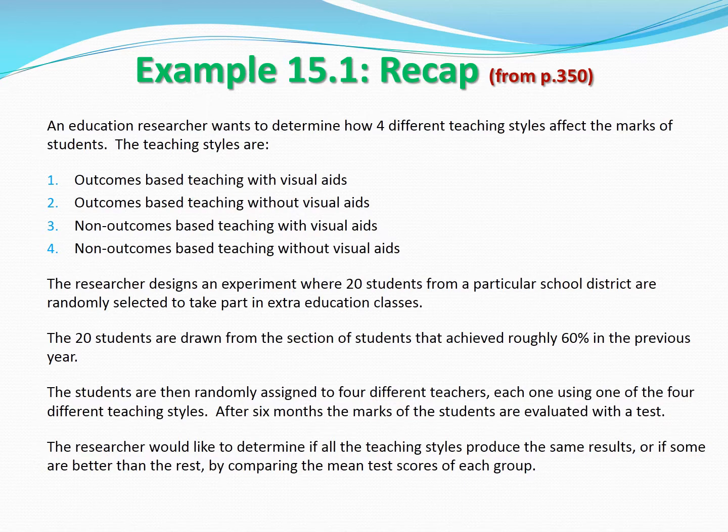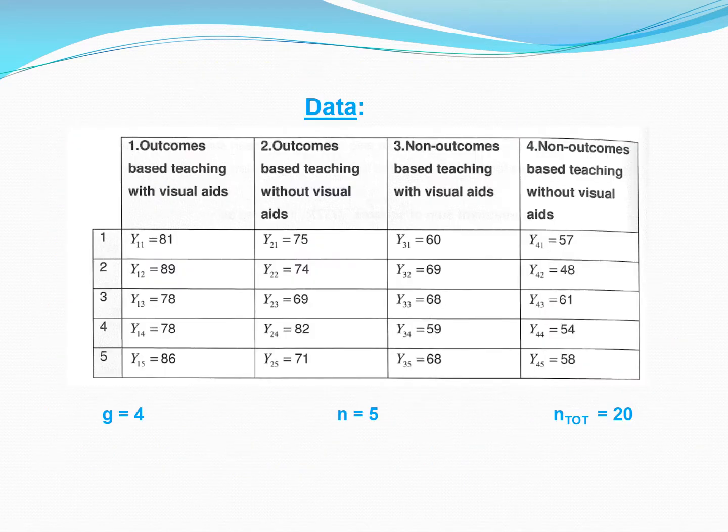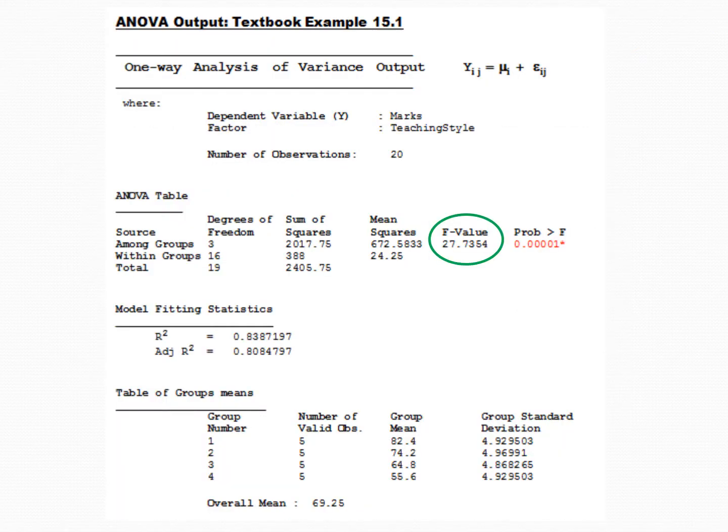If we quickly recap on example 15.1 from page 350, which was covered in part 1, remember we had 20 different students and we had 4 different treatments that we assigned to these students. And there were then 5 elements or students in each group.